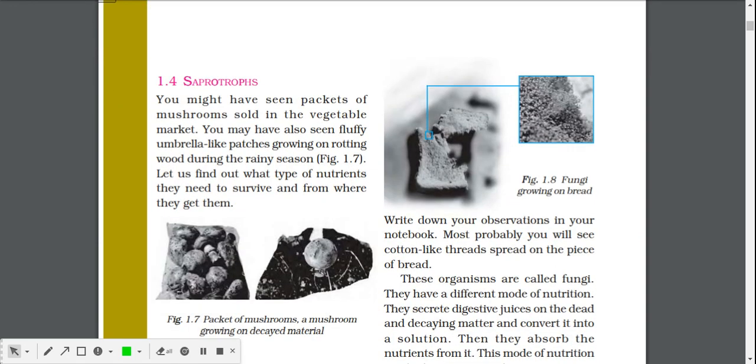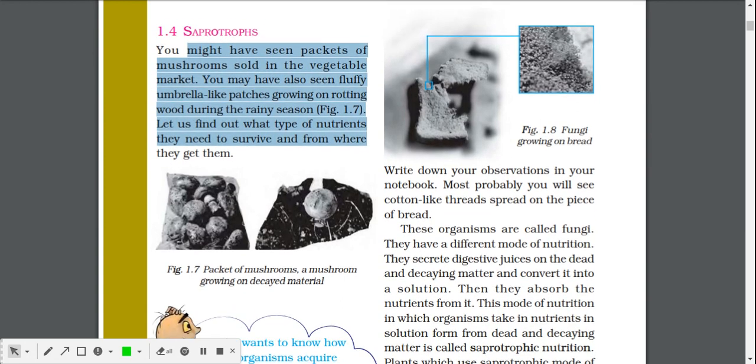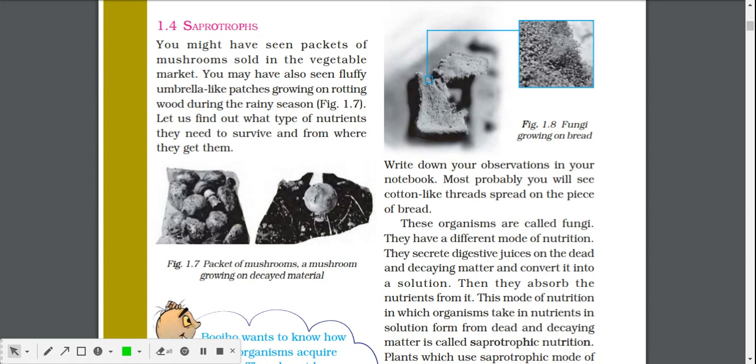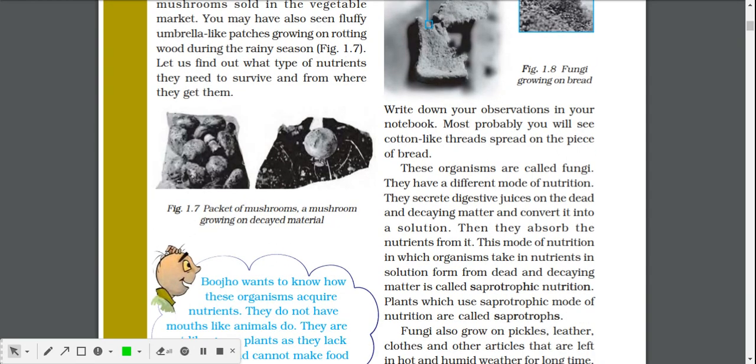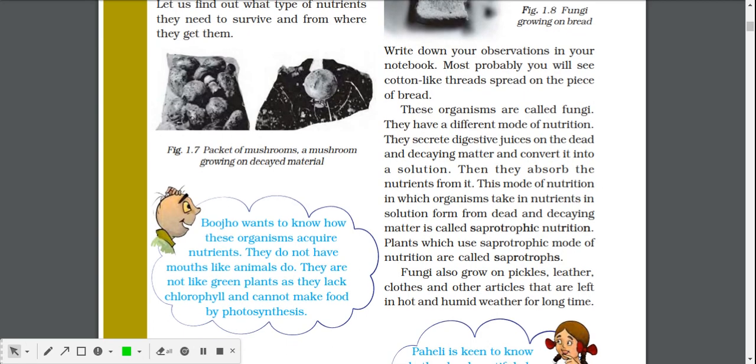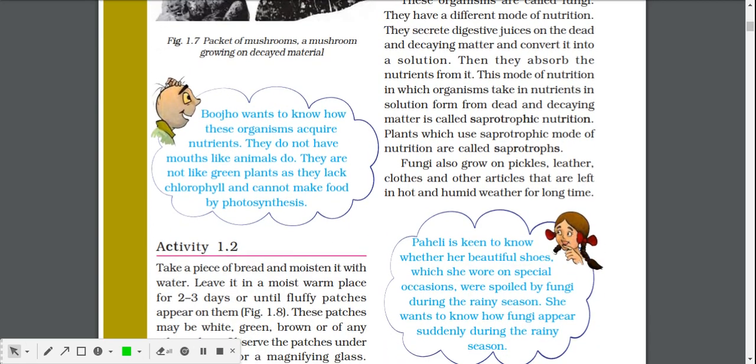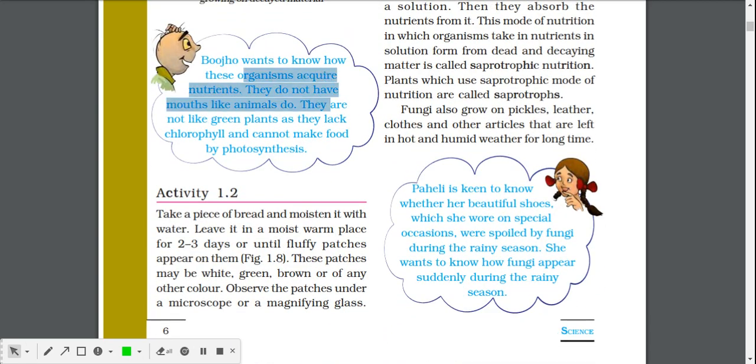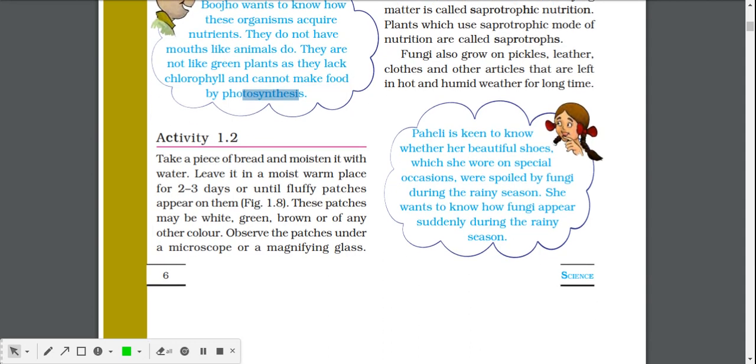Saprophyte. You might have seen packets of mushrooms sold in the vegetable market. Have you seen those white mushrooms? Fluffy umbrella-like structures growing on rotting wood during the rainy season. It's very yummy when you eat it. But what are mushrooms in scientific terms? Boju wants to know how these organisms acquire nutrients. They do not have mouths like animals do. They are not green plants as they lack chlorophyll and cannot make their own food by photosynthesis.